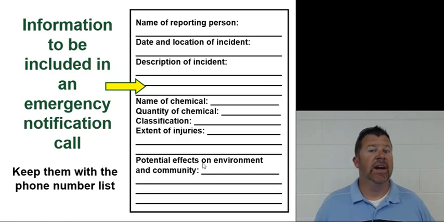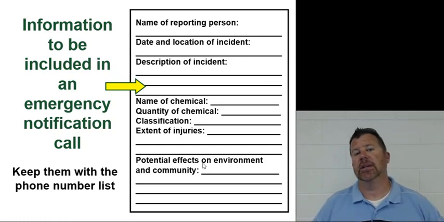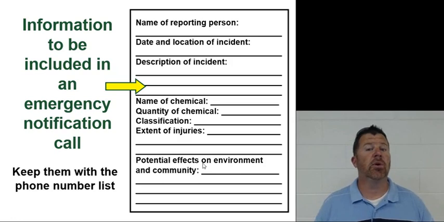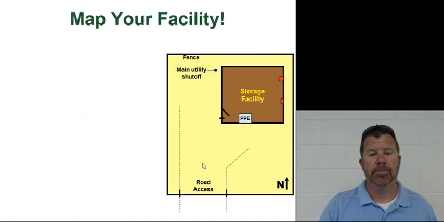And then potential effects on the environment and community. It was raining. The Roundup's running down a street without curb and gutter, it's getting in people's shrub beds and lawns. But that's the information you're going to want to give these people that you're going to call.